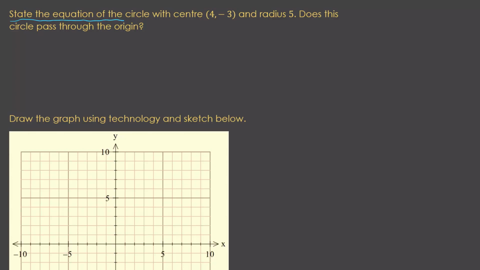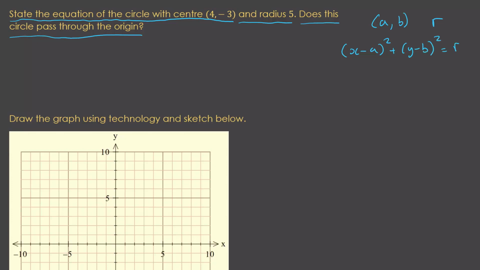State the equation of the circle with centre at 4, -3 and radius 5. Does this circle pass through the origin? Well, we know if the centre is (a, b) and the radius is r, then it's (x - a) squared plus (y - b) squared is equal to r squared.